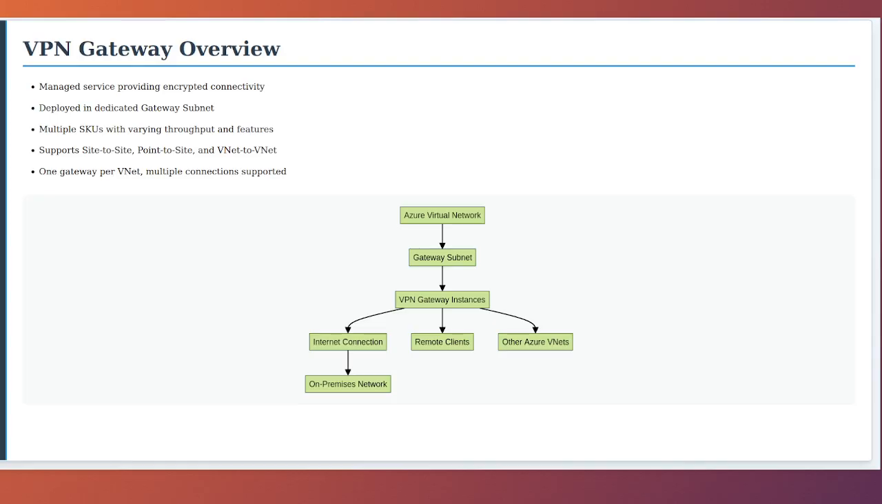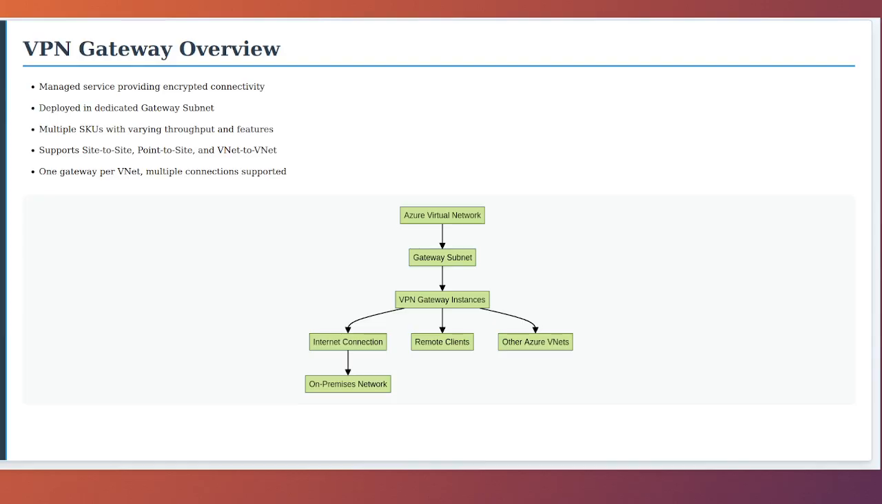VPN gateways come in different SKUs, each offering varying levels of throughput, number of tunnels, and features. The basic SKU supports up to 100 megabits per second aggregate throughput and up to 10 site-to-site or VNet-to-VNet tunnels. The VPN GW1 through VPN GW5 SKUs provide increasing performance levels, with VPN GW5 supporting up to 10 gigabits per second throughput and 100 tunnels. There's also a VPN GW1AZ through VPN GW5AZ series that provides zone redundancy for enhanced availability.